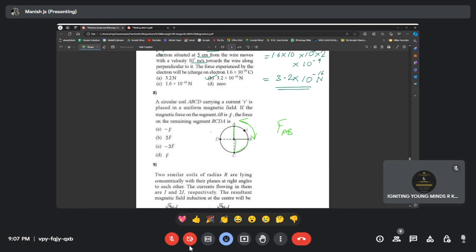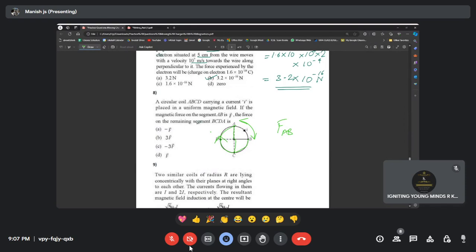So on AB, if it is going to be F, what is going to be on BCDA? That is the remaining segment. You need to understand that the current that is flowing is going to be the same. The current will not change as it goes through the other parts. In a circular loop that is carrying current, the current is going to be uniform. Current does not change, the direction changes, of course. Therefore, by the time it comes from B to C and then goes to A, right? B, C, D, and A, it is going to go upwards. Here it comes downwards.